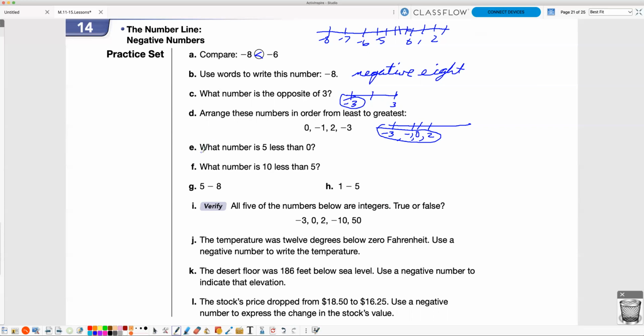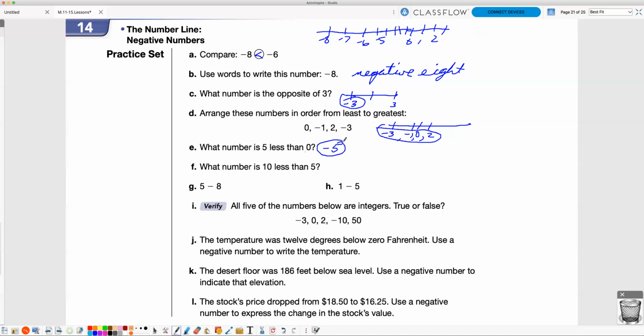Letter E. What number is 5 less than 0? 5 less than 0, so if you're at 0 and you go 5 to the left, that's what it would be. You'd end up with a negative 5. Let me use another color here. Letter F. What number is 10 less than 5?